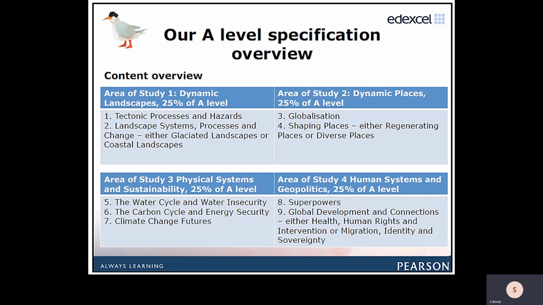As we move into year 13, there's more compulsory elements which include the water cycle, the carbon cycle, and the climate change futures, as well as superpowers, but we get an option again, and in the option we deliver migration, identity, and sovereignty. Now, some of these topics will be familiar to the students from GCSE, others not so much, and it's an exciting opportunity to explore something they've not looked at before.